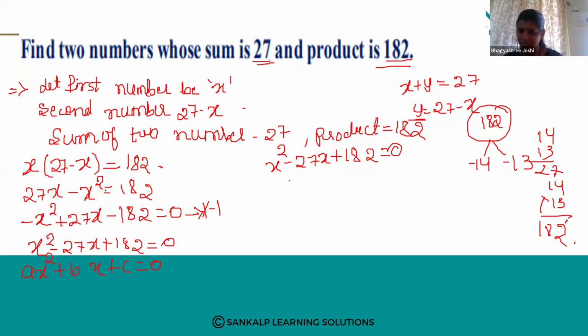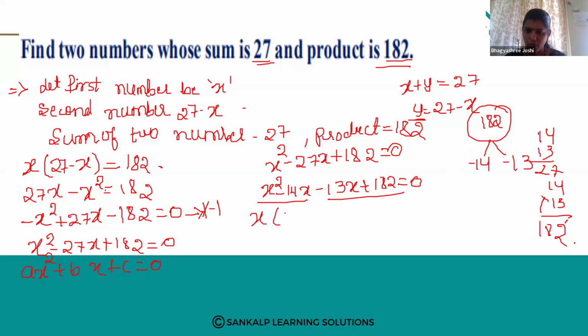So 182. Right. x squared minus 14x minus 13x plus 182 is equal to 0. Here also make two groups. Here x is common: x minus 14, I will get minus. 182 can be written as 13 into 14 or 14 into 13. So here also 13 is there and here also 13 is there. Therefore, I will take 13 common. x minus 13 into x minus 14 is equal to 0.